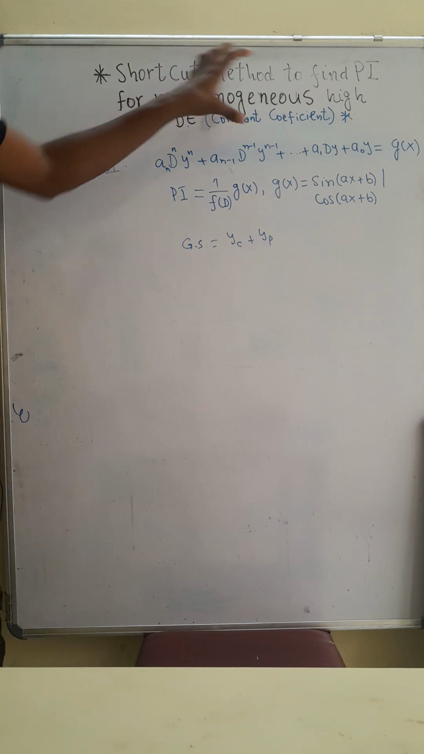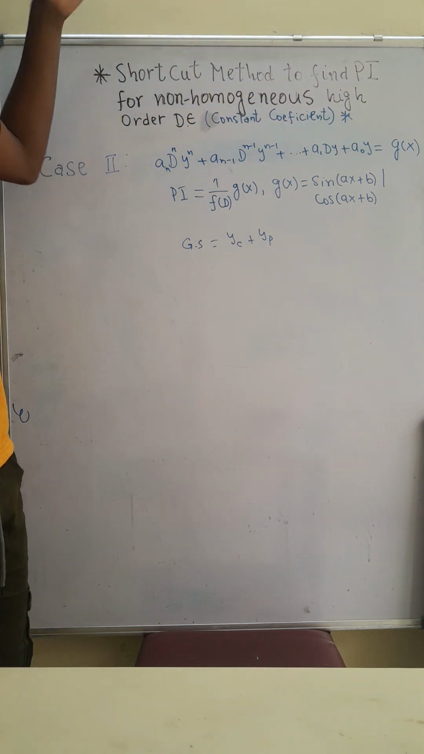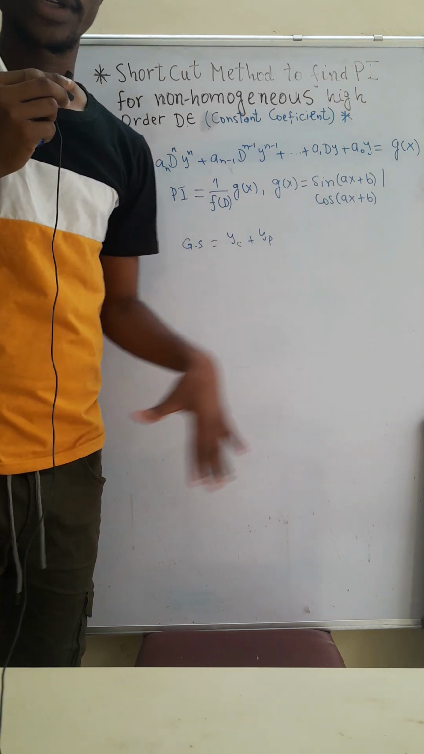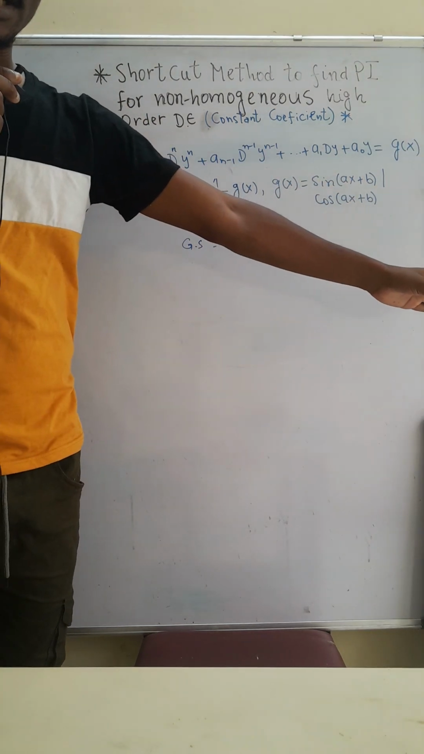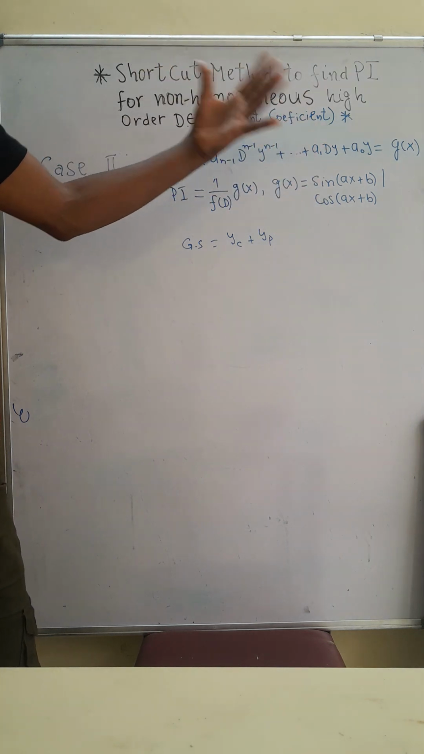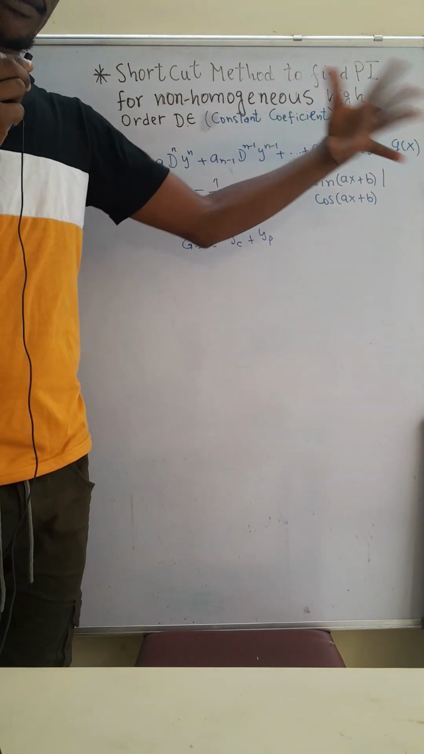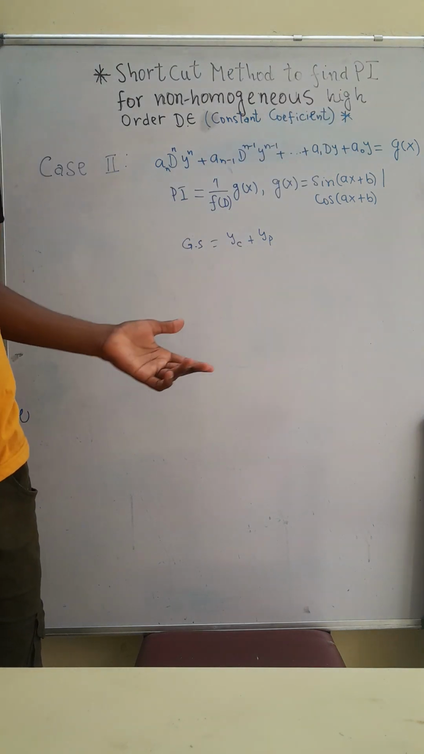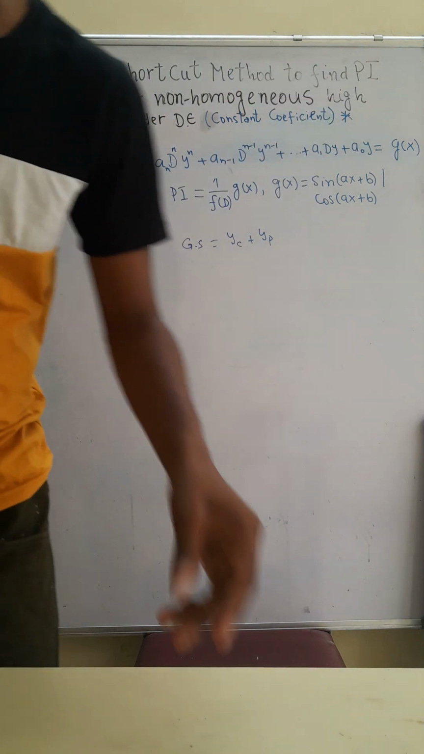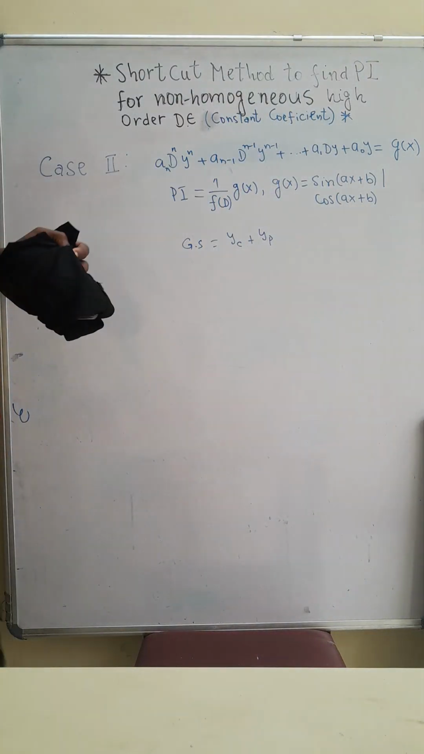To find yp, we have many methods, so we are going to go through them. Here we are in case number 2. We are going to solve case number 2, then cases 3, 4, and 5. Then we will go to the variation of parameters method, and also the undetermined coefficients method. Just stay with us.